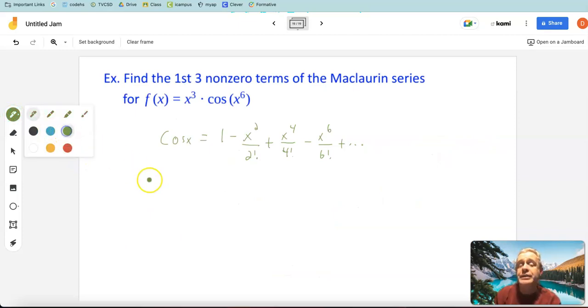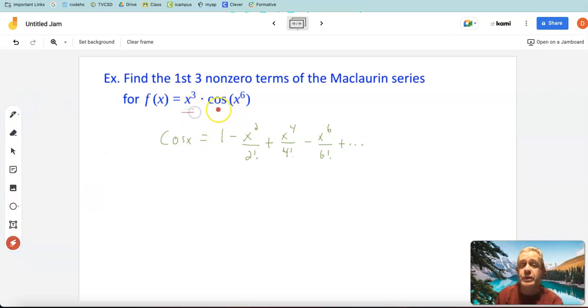Okay, so now we'll actually see where knowing that any power of x to the n, Maclaurin series itself, will come into play. And that's with this example here. So here we're going to find the first 3 non-zero terms in the Maclaurin series for f of x equals x cubed times cosine of x to the 6th. And I claim to do this, what we can do is come up with the Maclaurin series for x cubed and cosine x to the 6th separately, and then just multiply them together.